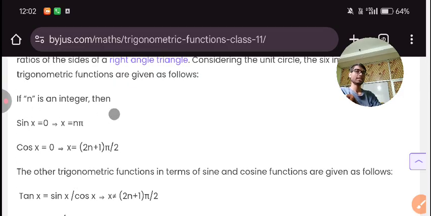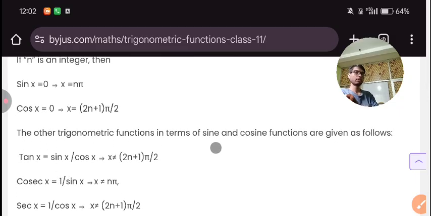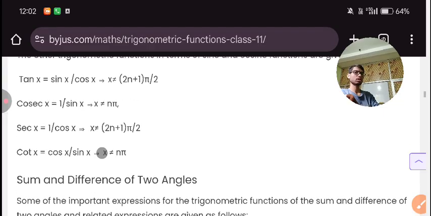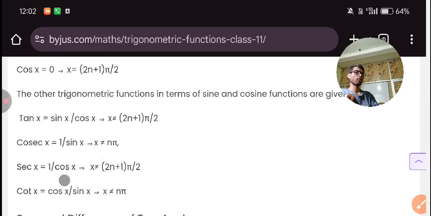If n is an integer, then sin x would be 0 when x is equal to n pi. The other trigonometric functions in terms of the sine and cosine functions are given as follows. tan theta is equal to sine upon cos, cosec x is equal to 1 upon sine x, sec x is equal to 1 upon cos x, and cot x is equal to cos x upon sin x.